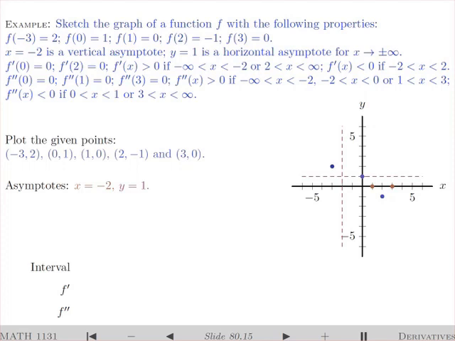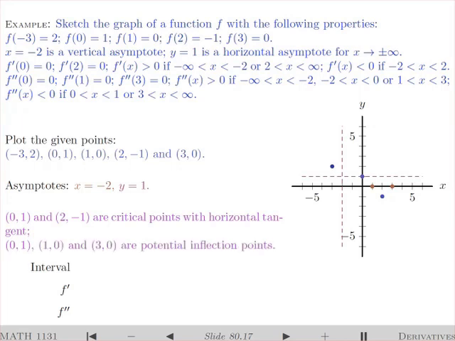F prime is 0 at 0 and 2, which means those are critical points, and we have horizontal tangents at each of those points. Points with x-coordinates 0, 1, and 3 are potential points of inflection. We don't know absolutely that they are points of inflection. We have to check. The point (-3, 2) doesn't appear in this list, so it's neither a critical point nor a point of inflection. So we can ignore that while doing sign charts of f prime and f double prime. So we'll have to take the remaining points, (0, 1), (2, -1), (1, 0), and (3, 0), as well as the vertical asymptote at -2 into account in the sign chart.